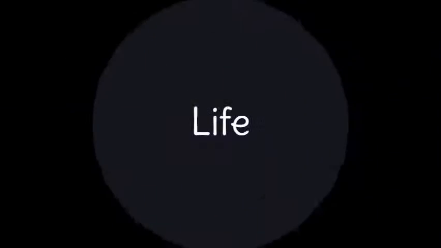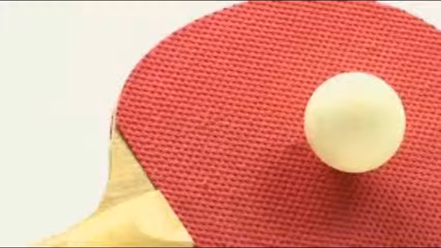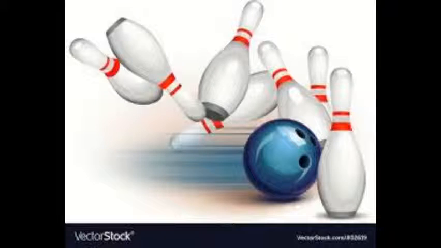Squash and stretch gives life and flexibility, but not only that. It can help convey what material something is made of. In the bouncing ball case, very little squash and stretch will indicate a firmer material, like a ping pong ball or a bowling ball. A rubber ball would naturally have more squash and stretch.